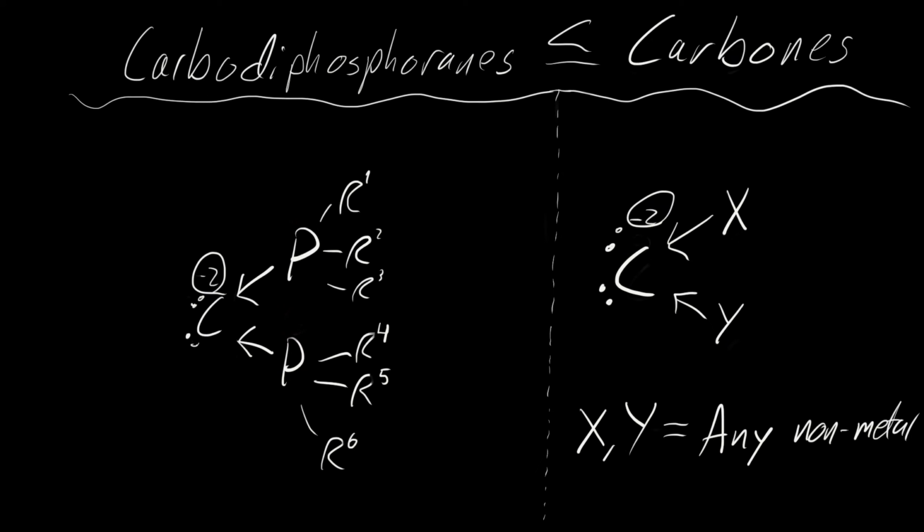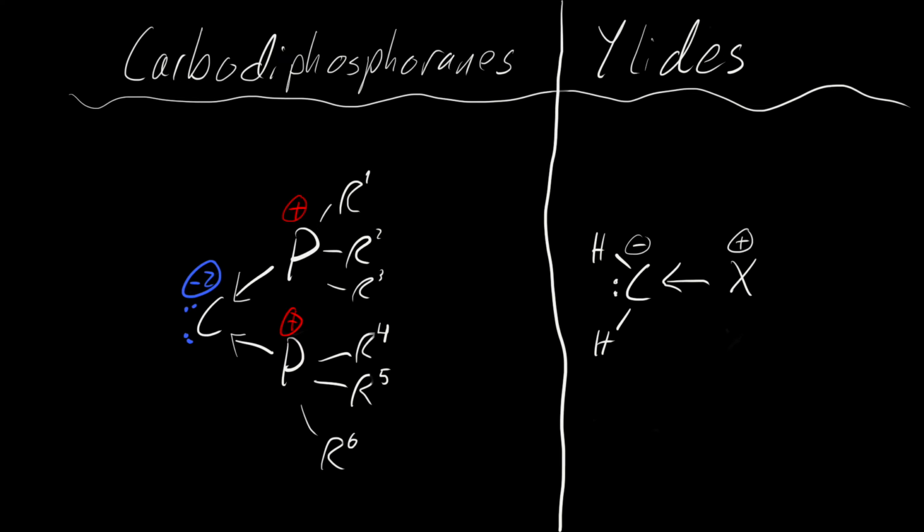Carbodiphosphoranes are molecules in which the donating atoms are phosphines. A carbon compound where only one non-metal atom bonds datively is called an ylid. Since carbodiphosphoranes are bonded twice datively, they're kind of double ylids.